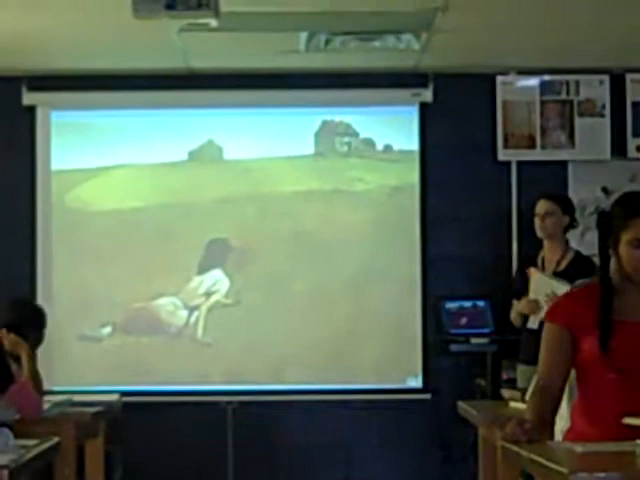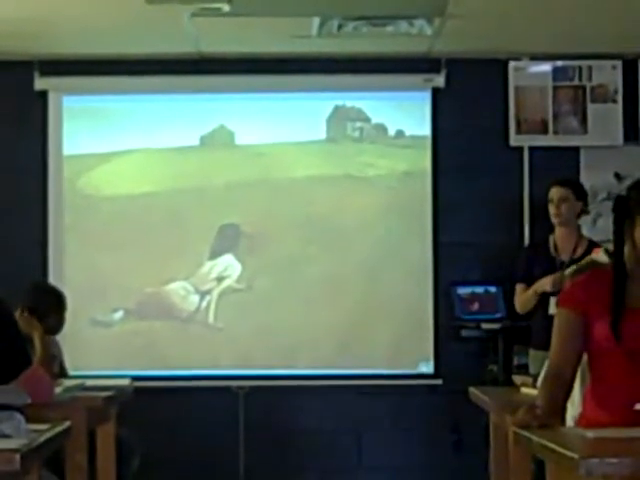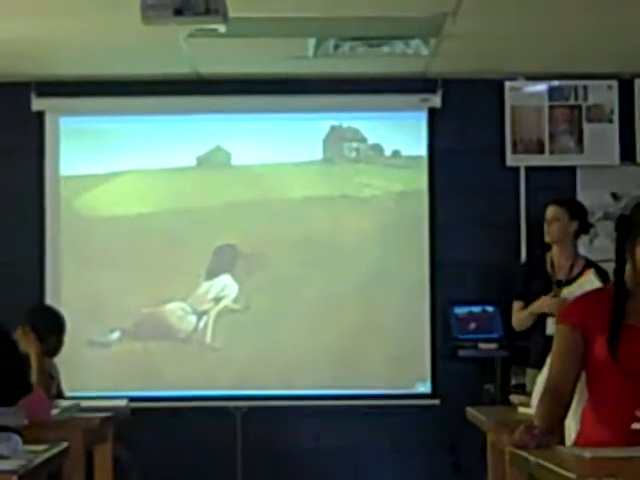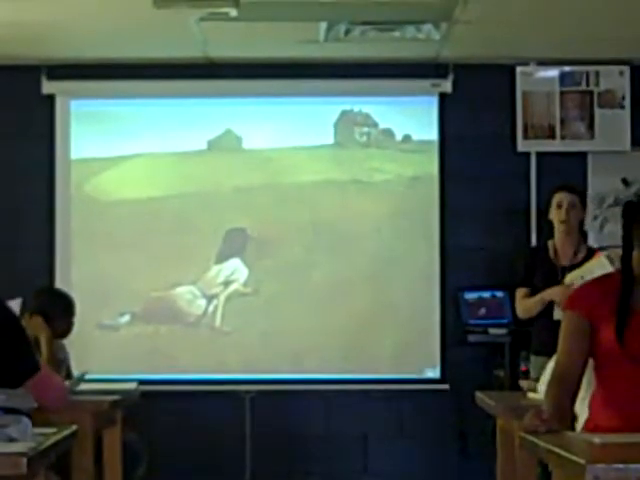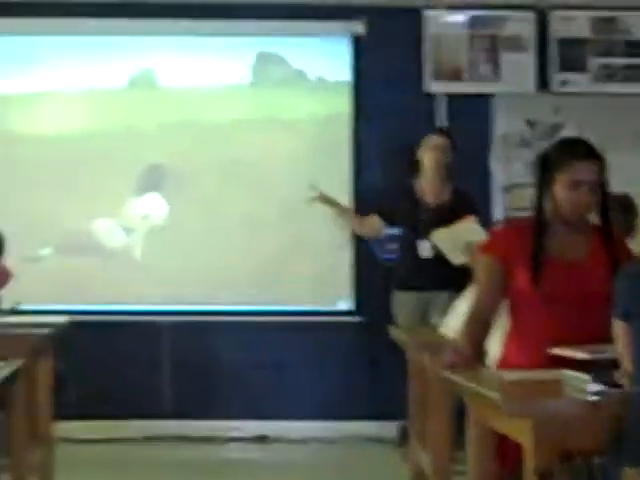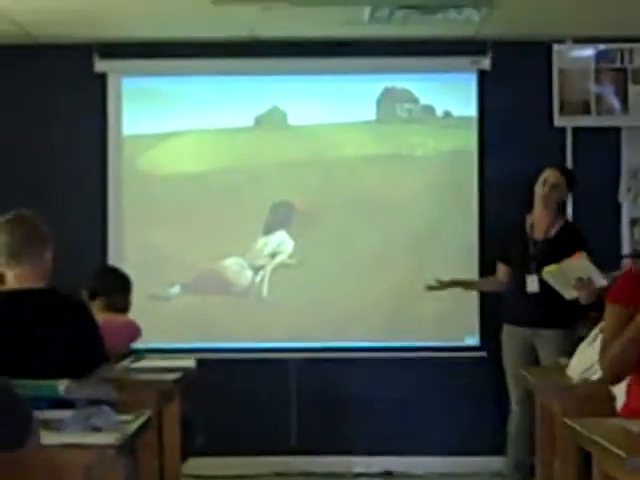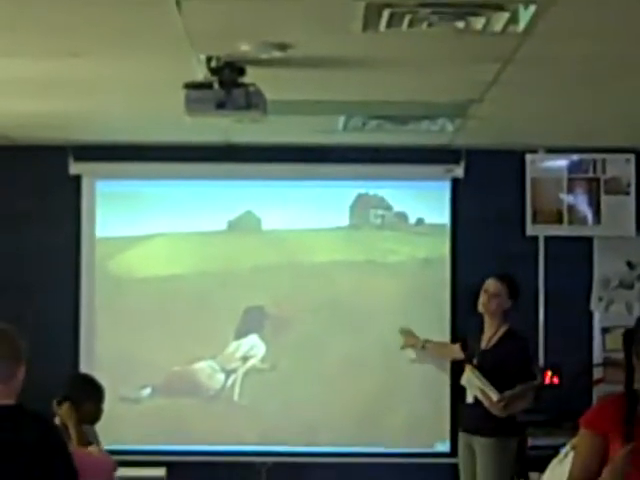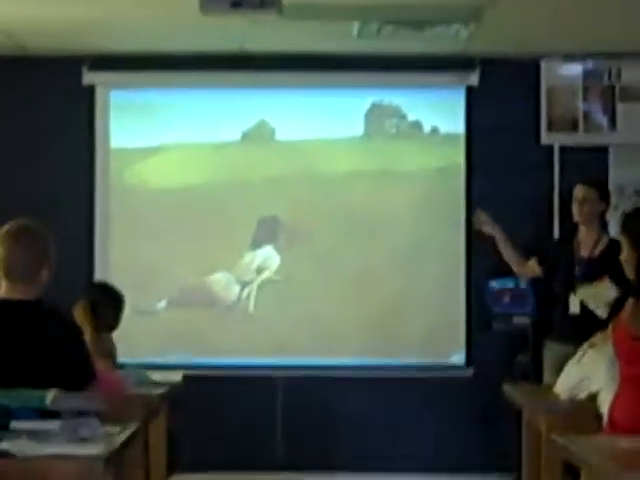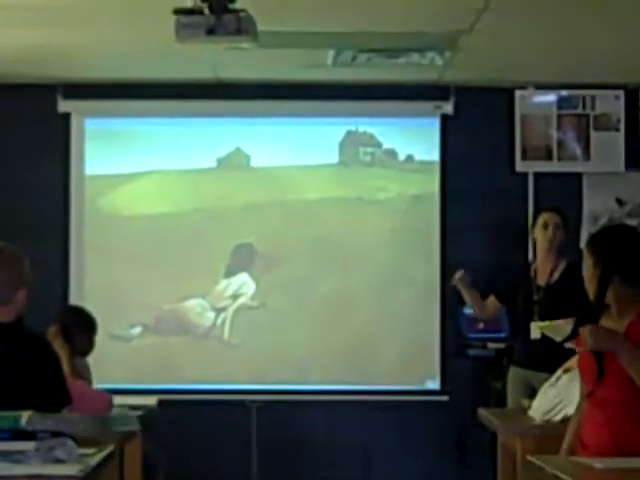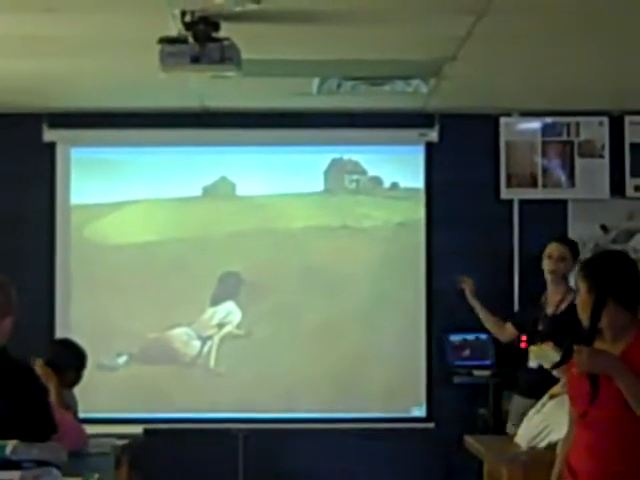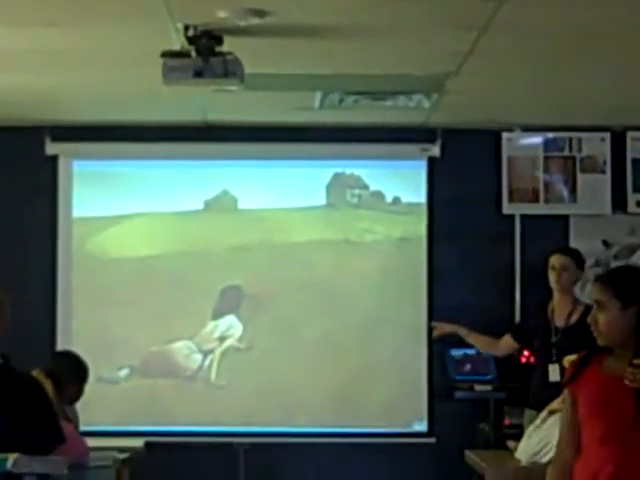Did anybody happen to go see the Wyeth exhibition that was at the KIA? Got a couple? Oh, I actually did. Yeah? Alright. So there are many members of his family who were artists, so they had an exhibition about that at the KIA. But this, in particular, is the most popular and famous painting from the Wyeth family. It's by Andrew Wyeth. How many of you have seen this painting before?